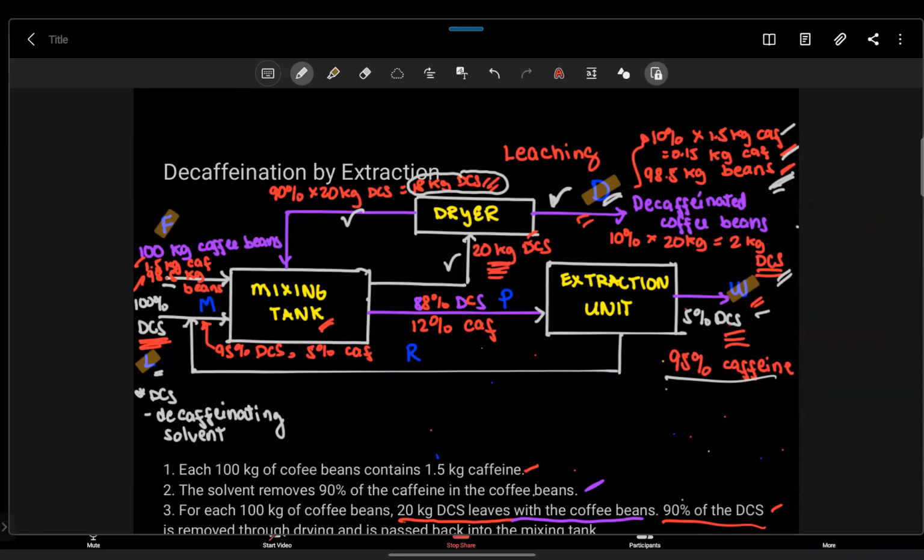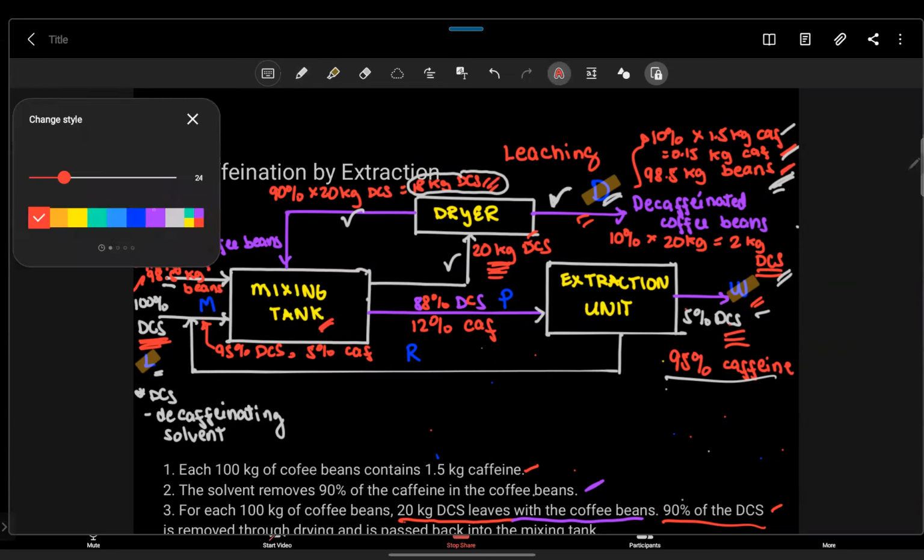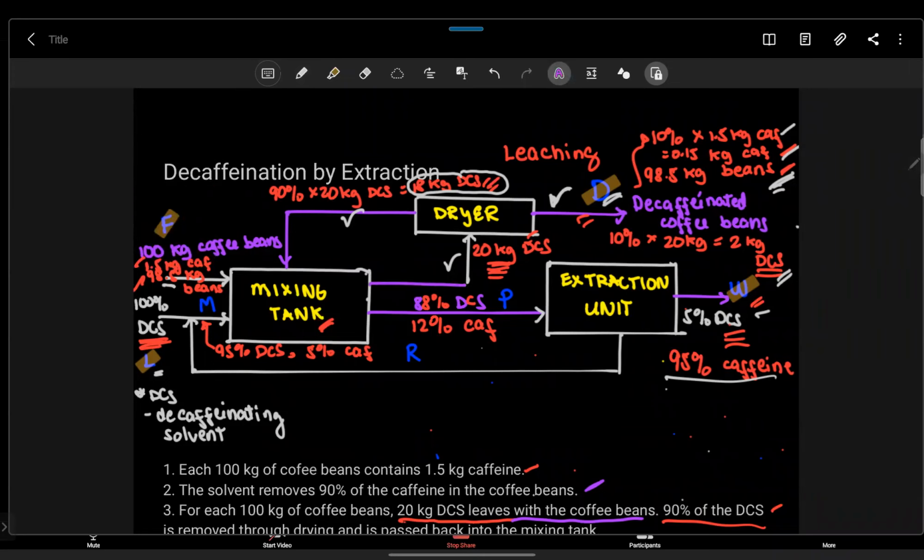Well, we want to perhaps consider the stream inlet to the dryer, which is this one, right? So if I may change this, ito yung inlet sa dryer natin, 20 kilogram DCS. 20 kilogram lang ba yung pumapasok dyan? Siyempre hindi. Kasama na dyan yung coffee beans na 98.5 kilogram. Ano pa ba? Tsaka siyempre yung 0.15 kilogram na caffeine. So in this stream here, so let me write.